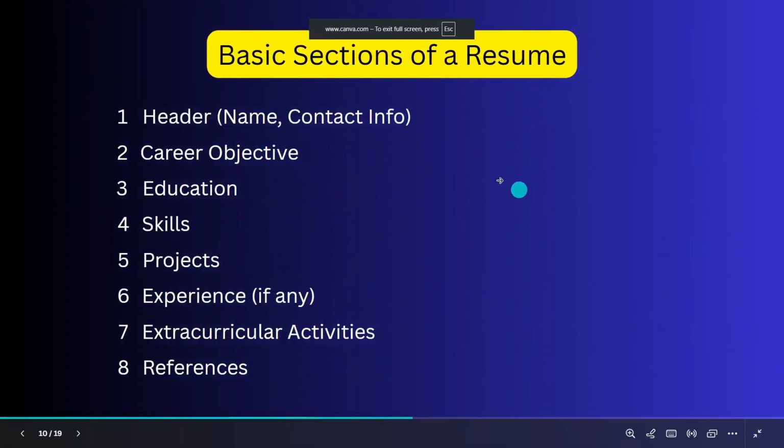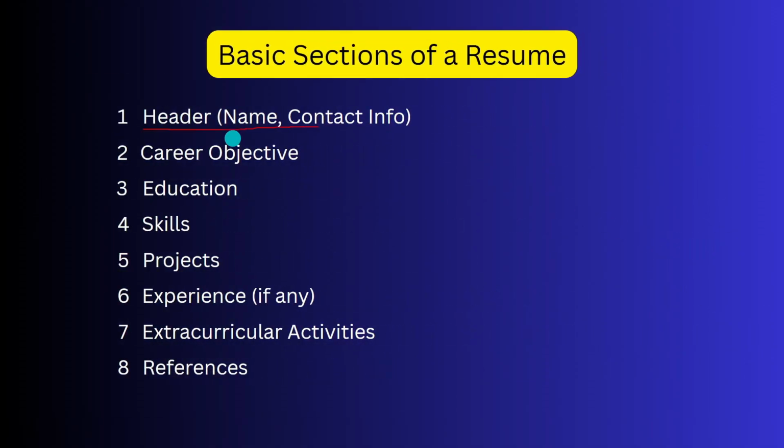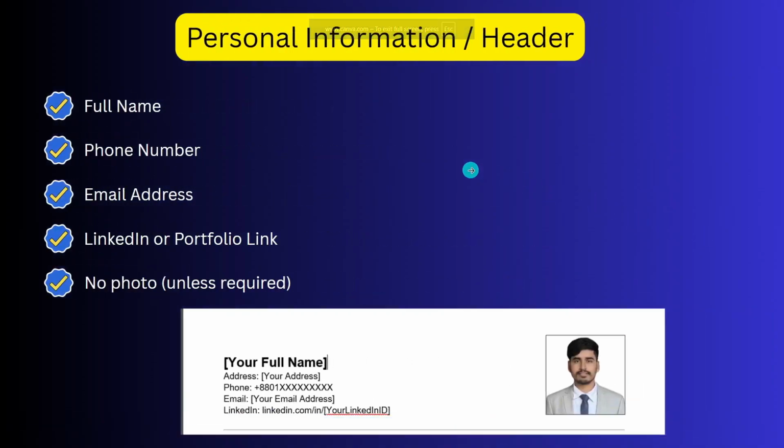Now, the basic sections of a resume. Header section that will contain your name and contact info, career objective, education, skill section, project section, experience section if you have any, extracurricular activities, references. Now we'll create the header section or personal information. The header section will follow this example.